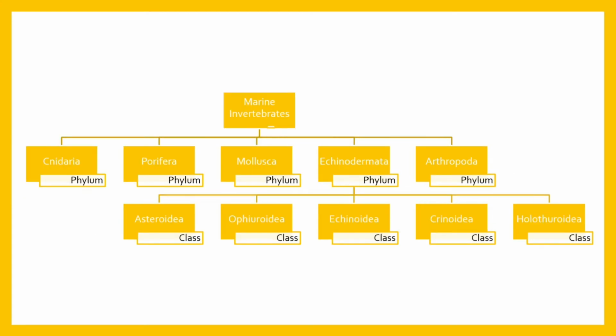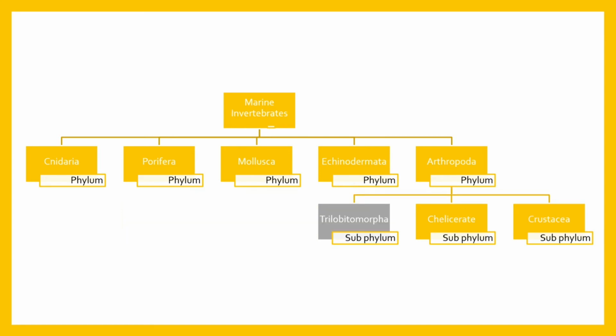Echinodermata is divided into Asteroidea, Ophiuroidea, Echinoidea, Crinoidea and Holothuroidea. Arthropoda is divided into Trilobitomorpha, Chelicerata and Crustacea. So that was a quick overview of marine invertebrates.